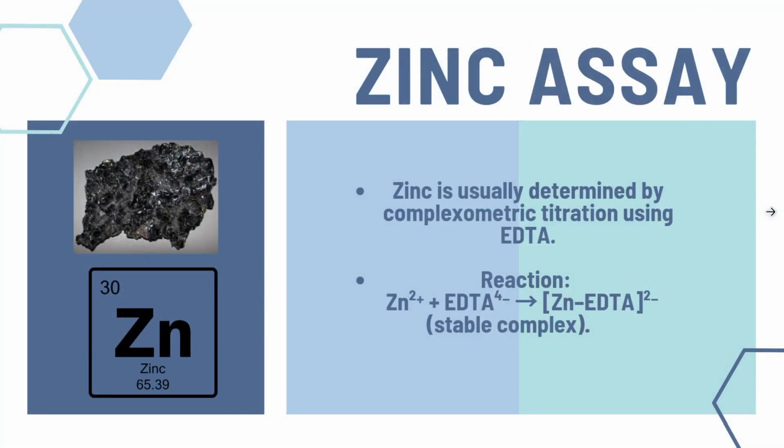Now let us move on to zinc assaying, which is the classical method of determining zinc content in ores, most commonly from sphalerite or zinc blende. The principle of zinc assay is based on complexometric titration with EDTA, a chelating agent that forms a stable complex with zinc ions. The amount of EDTA required to completely bind zinc corresponds to the zinc content of the sample.